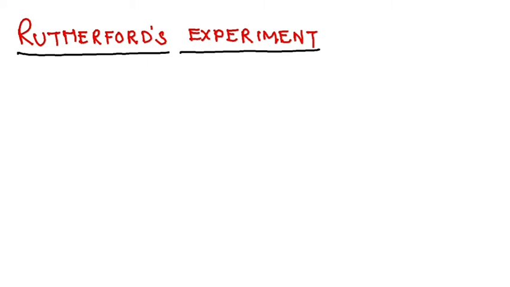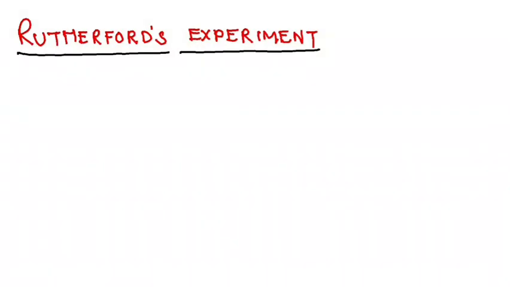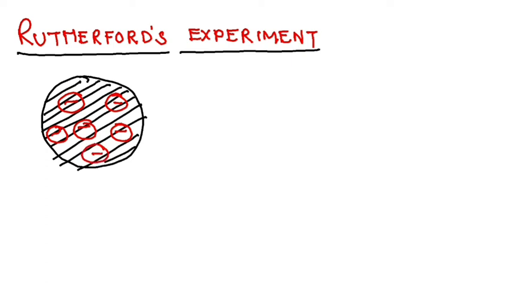Alright. So before I explain Rutherford's experiment, it's important to recall or revisit Thomson's model. Now, what does Thomson's model say? Thomson said an atom looks like a sphere and it is full of positive charge, and in between you have the electrons. And he also said the positives and the negatives are equal, so atom is electrically neutral.